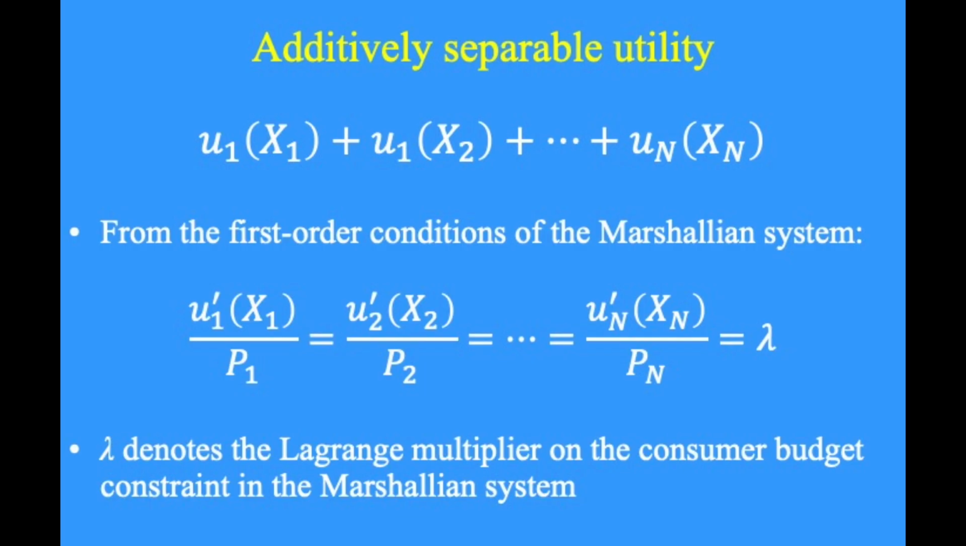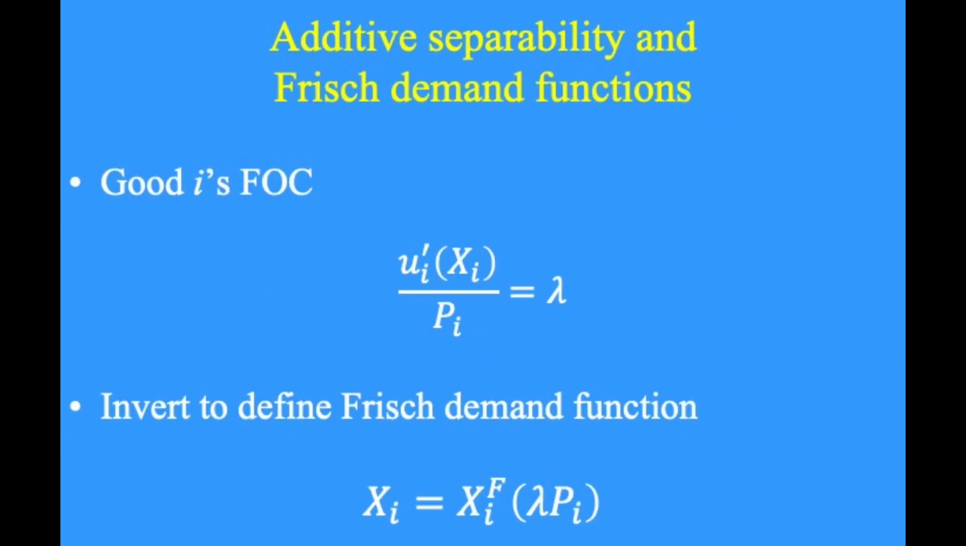The Frisch demand system is particularly useful when analyzing additively separable models. Here, each good's demand function is expressed as x sub i superscript f of lambda times p sub i, where lambda is the Lagrange multiplier on the consumer's budget constraint in the Marshallian system. This follows from the first-order conditions of the Marshallian system, where the marginal utility of each good divided by its price equals lambda. As a result, the Frisch demand functions are decreasing, and all goods in the additively separable model are normal, meaning they have positive income elasticities.